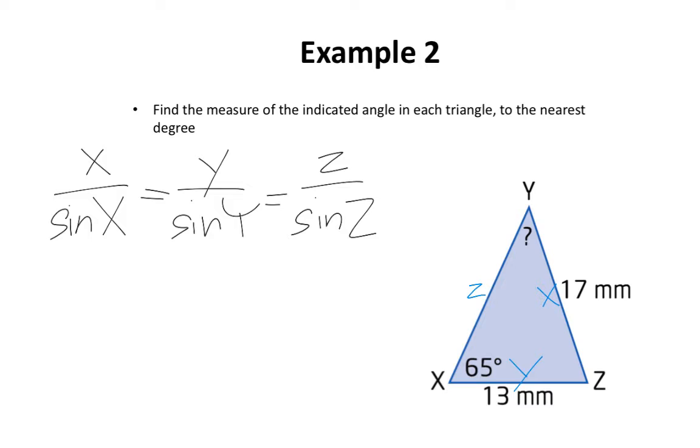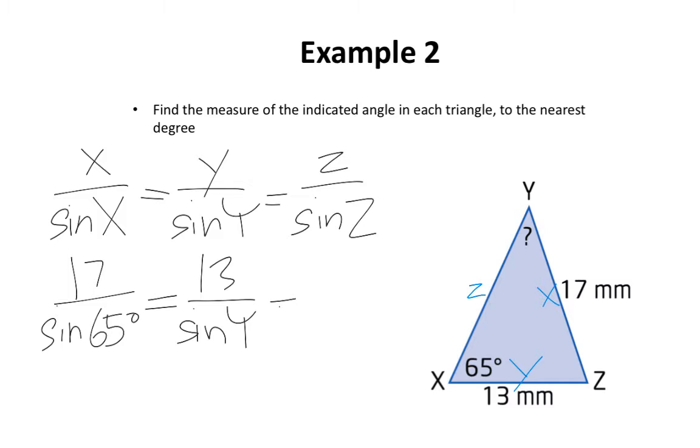At this point, you just need to substitute in your known values. So the side length of x is 17 millimeters, angle x is 65 degrees, side length of y is 13 millimeters. The angle of y is unknown, so you're going to leave it as capital Y. And in terms of z, we do not know the side length or the angle of z.